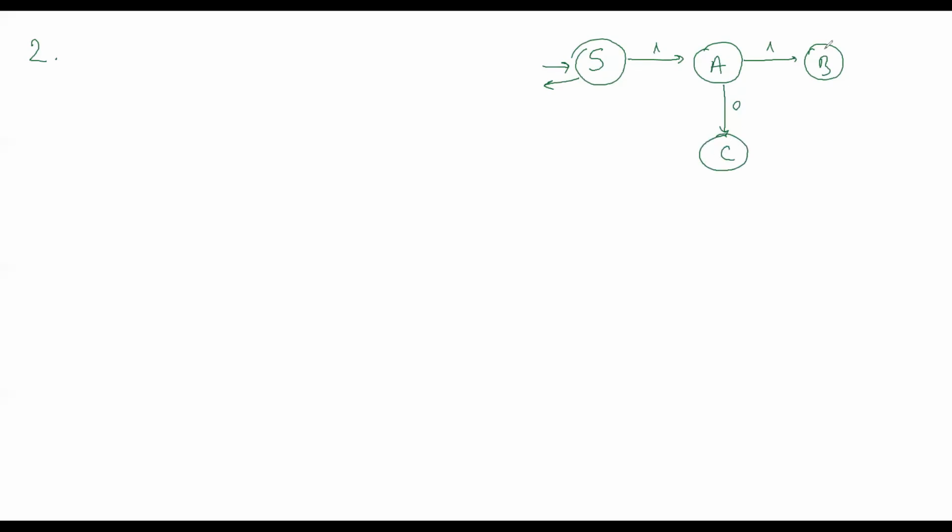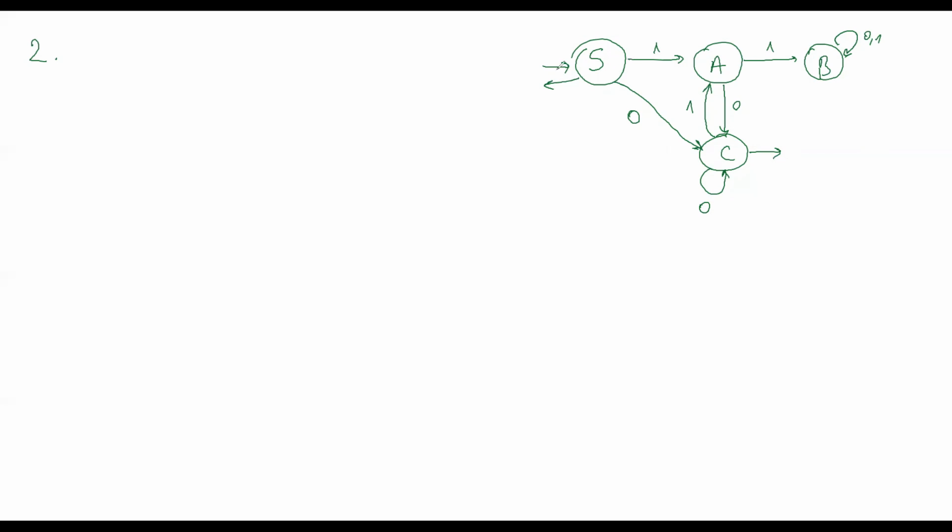And here in S, I also have a transition with 0 to C. And in B, I have a self loop on 0 and 1. And on C, I have a self loop with 0 on C, and I have a 1 going back to A. And this also happens to be a final state. So if I take this automaton, let's see how we get the regular expression associated to the language of this automaton using Arden's lemma.